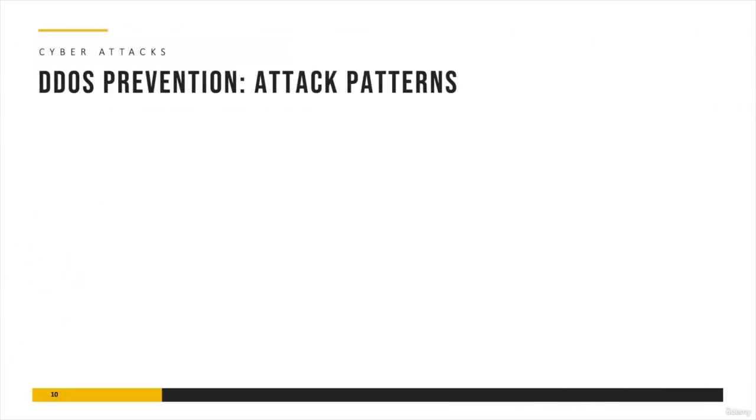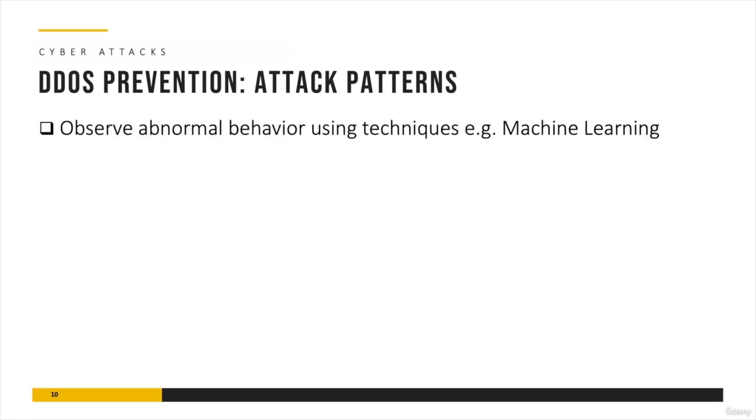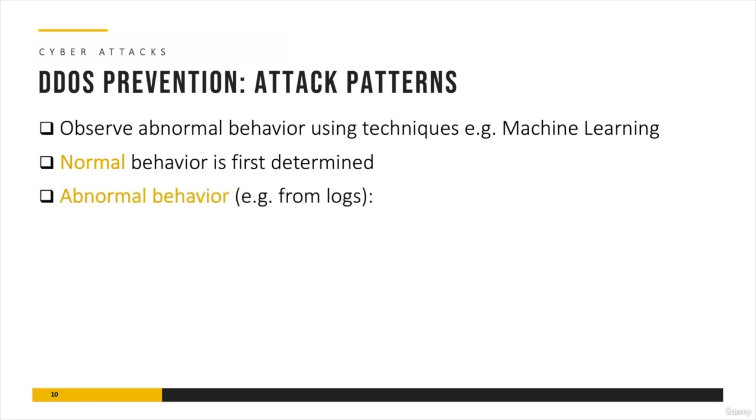Another way to detect distributed denial of service attacks is through their patterns. So basically, we can observe any abnormal behavior using different techniques such as machine learning. But before you detect abnormal behavior, you first have to define what is normal behavior. So basically, normal behavior is determined by observing the traffic patterns in your network. For example, a very simple normal behavior could be that on average in a given day, your corporate network receives, say, 5 gigabytes of incoming traffic and 10 gigabytes of outgoing traffic, right?